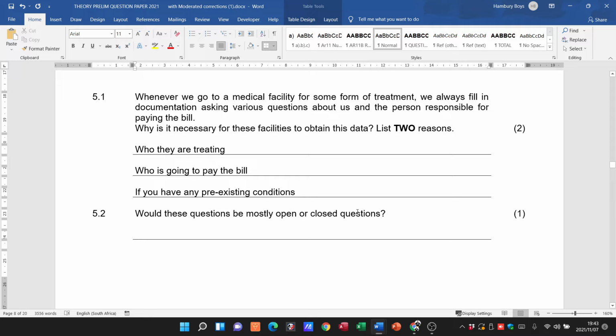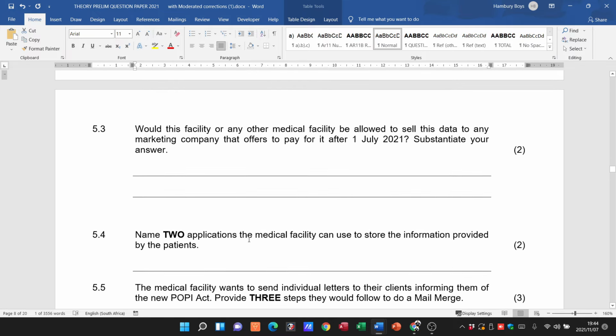Would these questions be mostly open or closed? Now, first of all, what's an open question or what's a closed question? A closed question has a definitive answer. So like, is the wall in front of you white? Yes, it is, or no, it isn't. That's a closed question. An open question means that when they are asking for your opinion on something or there's no definitive answer to that. So these would be more closed questions.